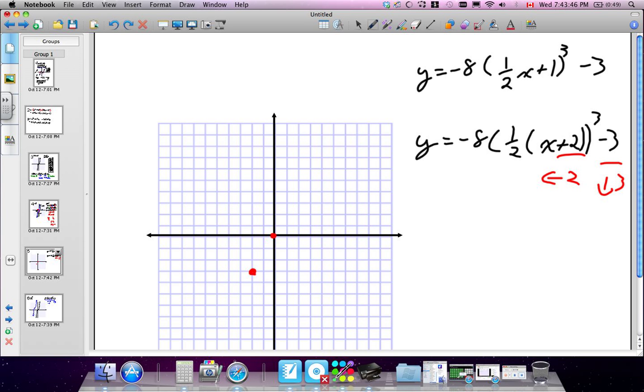So I go left 1, 2, down 1, 2, 3. So there's our new middle point. That makes sense? Okay. I'm going to draw the new one with just the transformations.